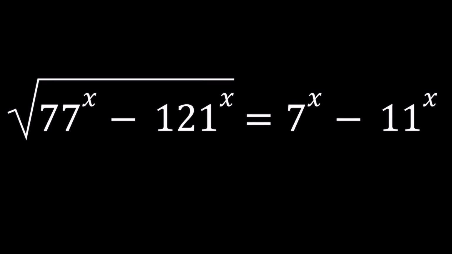Hello everyone. In this video, we're going to be solving a radical exponential equation. So we have the square root of 77 to the power x minus 121 to the power x, and that is equal to 7 to the power x minus 11 to the power x. Notice that 77 is 7 times 11, and 121 is 11 times 11, or 11 squared.